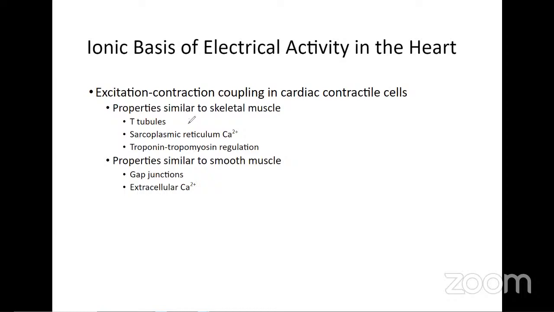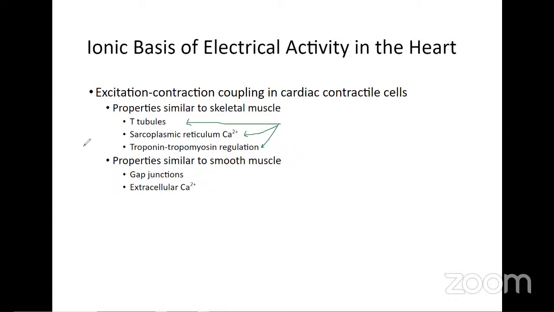A lot of the features are going to be things that we've seen before. We have T-tubules conducting action potentials. We have a sarcoplasmic reticulum that stores calcium. We're using this troponin and tropomyosin system to cause contraction, by binding calcium to troponin, pushing tropomyosin off of our contractile proteins, our actin.